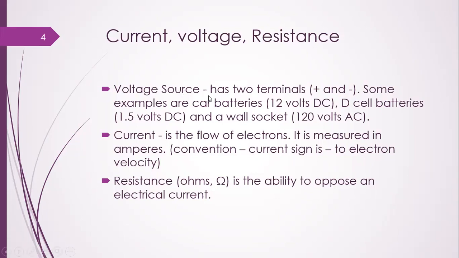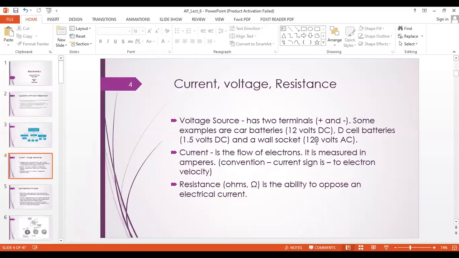Voltage source: a voltage source has two terminals, that is positive and negative polarity. Some examples are car batteries, which are 12 volt. The portable car can operate on 12 volt DC by the battery. D cell batteries, D cells are the dry cell batteries, 1.5 volt DC, and a wall socket that is 120 volt AC. And another way that it would be 220 volt AC as well.